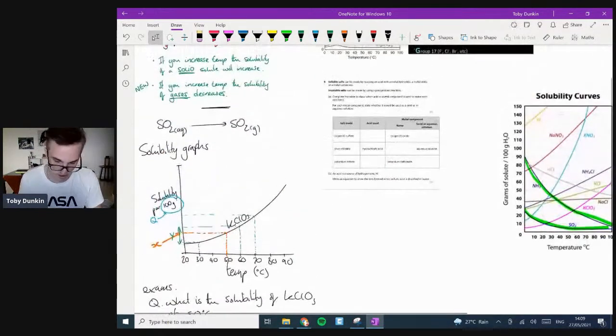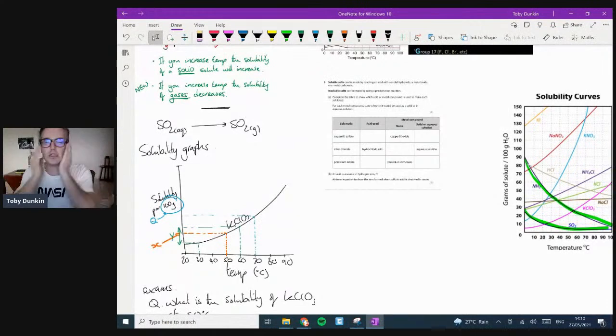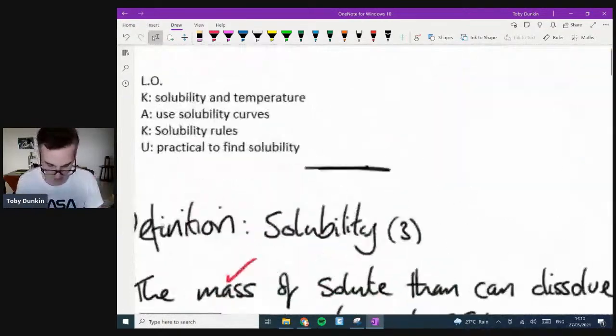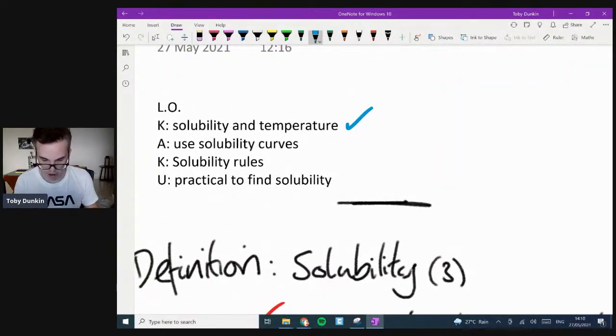Cool. So I think we've covered solubility graphs. They're dead easy. It just requires a little bit of clarity. It's not the right word. You just need to have a little bit of patience on this, guys, and not rush these questions. Okay, so let's look at our learning objectives. Solubility with temperature using solubility curves.